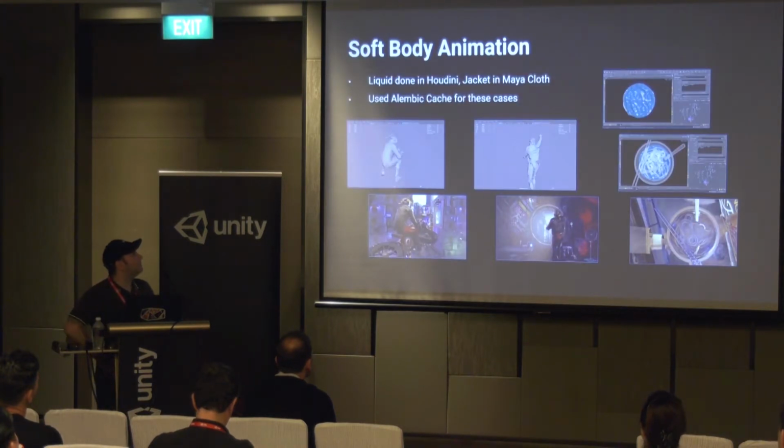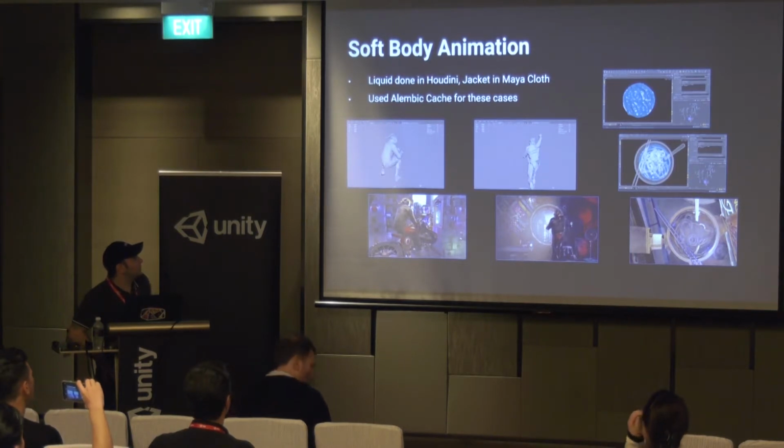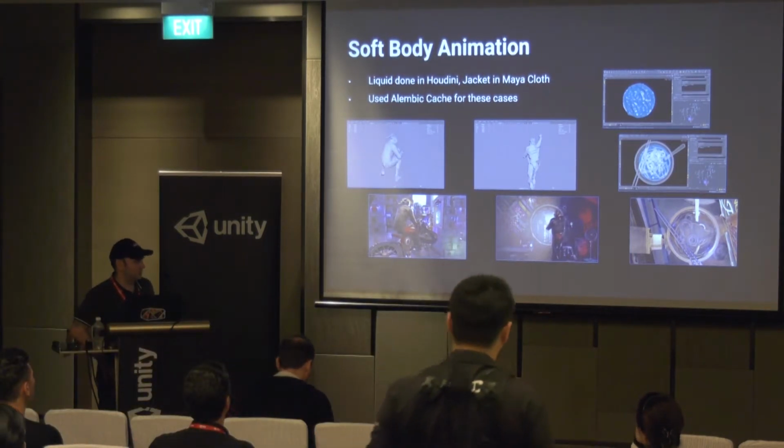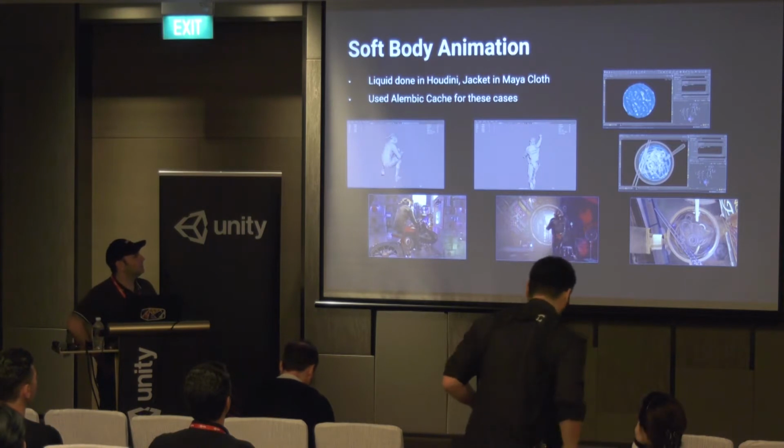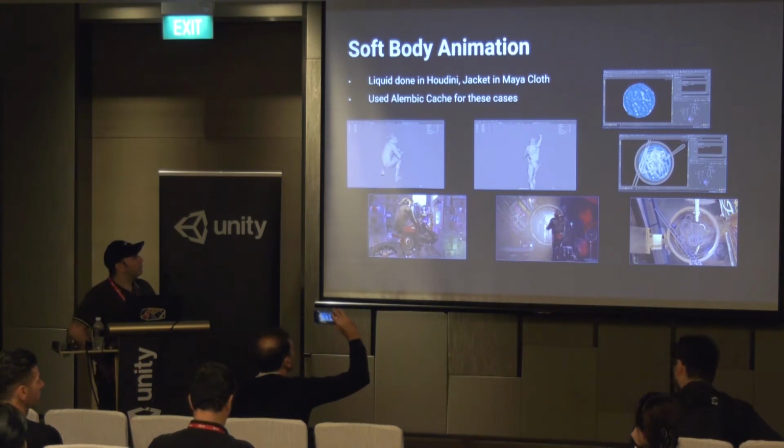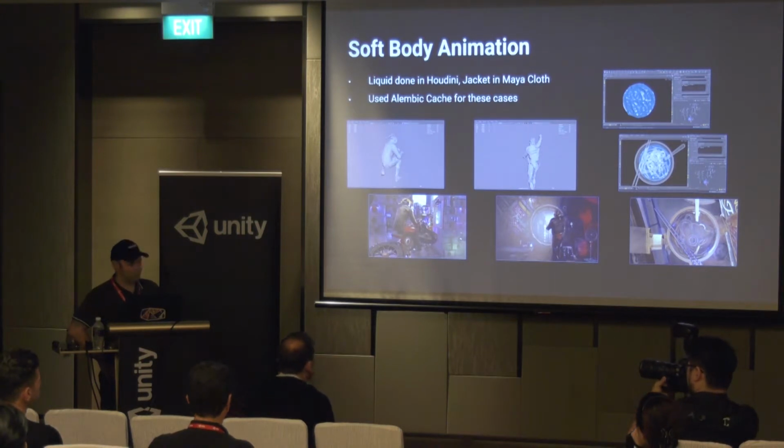And then the soft body animation. We did the liquid, you see it on the right there, in Houdini. The jacket was done in Maya cloth, and we used the Alembic cache feature, which was back then I think still a GitHub package, to export the Alembic cache and bring it into Unity.